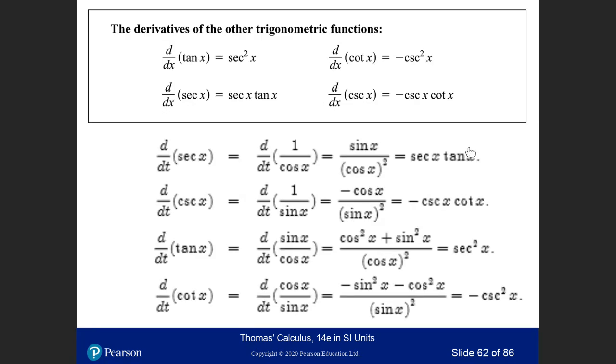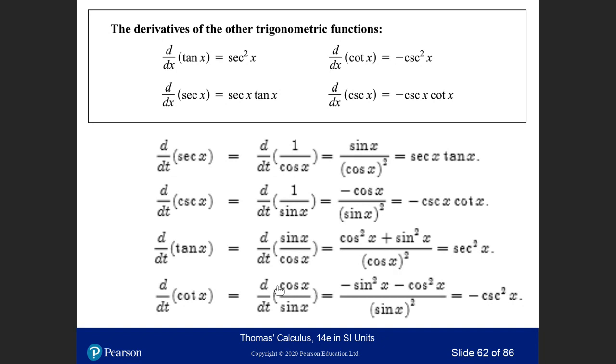Now let's look at the derivatives of the other three functions. We can use the differentiation rules, for instance, for tangent x. Tangent x is sine x over cosine x. We use the quotient rule. We take the derivative of sine x first and multiply with cosine x. That gives us cosine square x. Then minus the derivative of cosine x, which is minus sine x. So you have cosine square plus sine square here, divided by cosine square x. That's equal to 1, so we have secant square x.